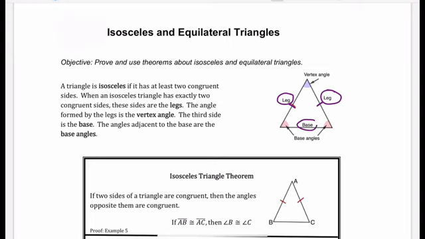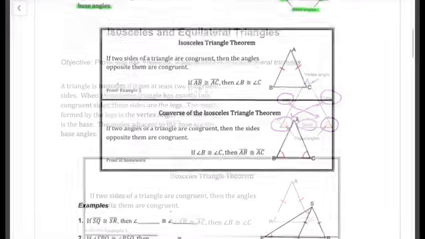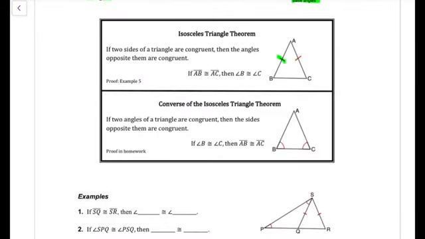So this right here is the base, and then the angles adjacent to the base are the base angles. So we have base angles here. And what happens is if you have two legs, if you go straight across from those two legs, those are the base angles. Now we have the isosceles triangle theorem.